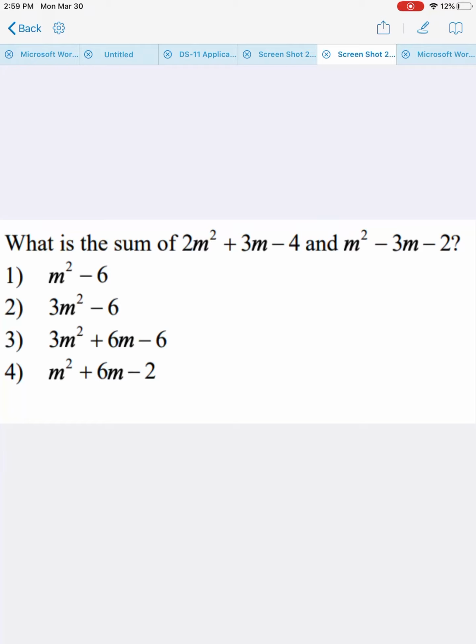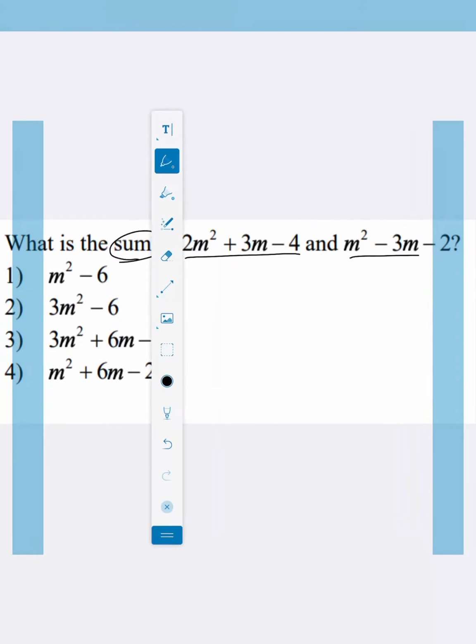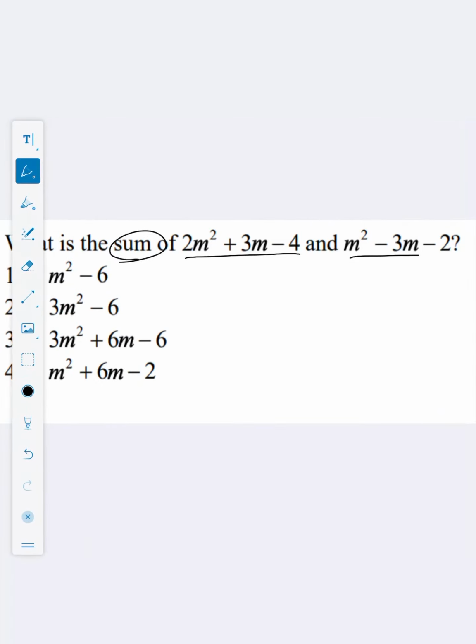Question 6, we had some questions on this in our Google Meet today. There are two things you had to take into account here. One, they're asking for the sum of these two expressions. Sum obviously means to add. The second thing to keep in mind is you can only combine things that are alike, meaning the square terms, the m terms, and the numbers, the constants.